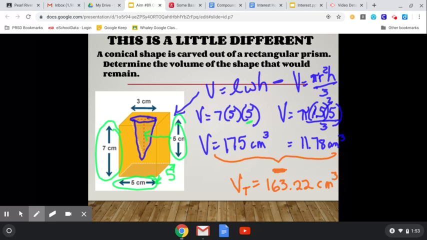Okay, and that's it for our lesson on composite volume. If you're adding unique pieces on top of each other to create a unique three-dimensional shape, you're going to be adding their volumes. If you're hollowing something out, you're going to subtract that volume out.